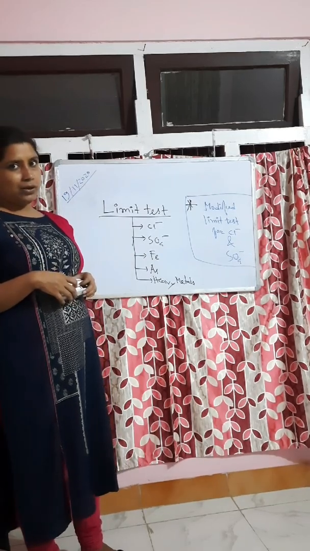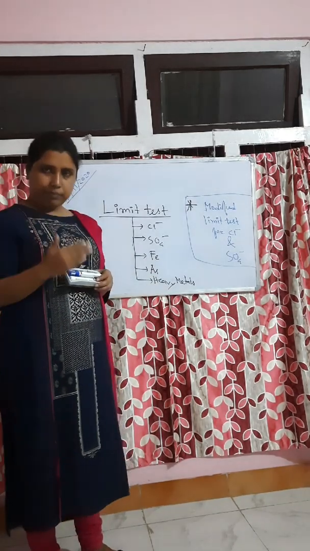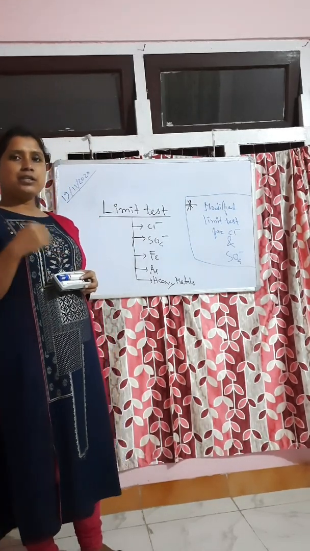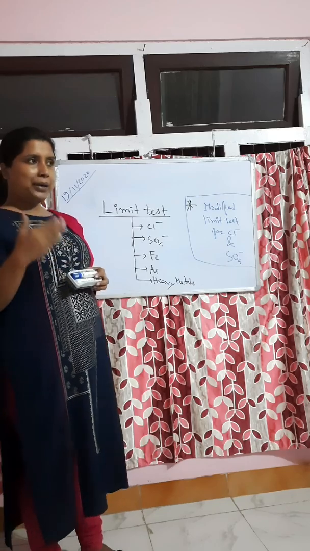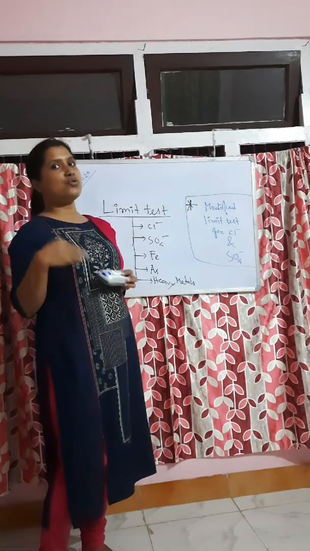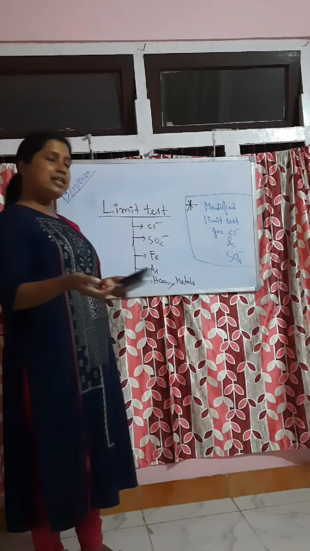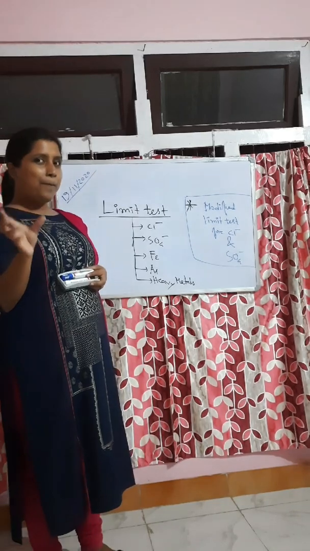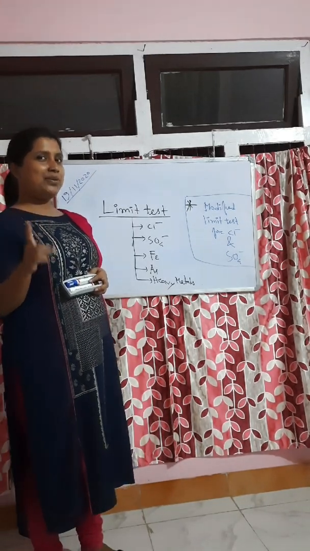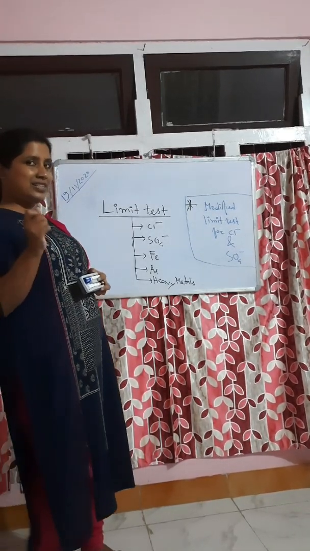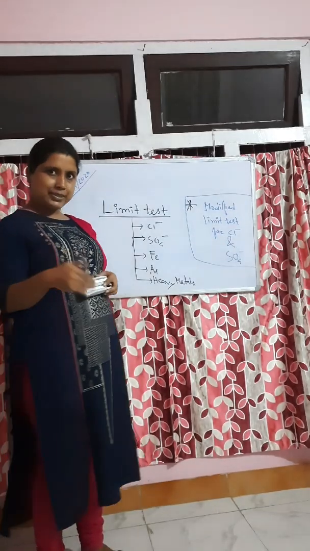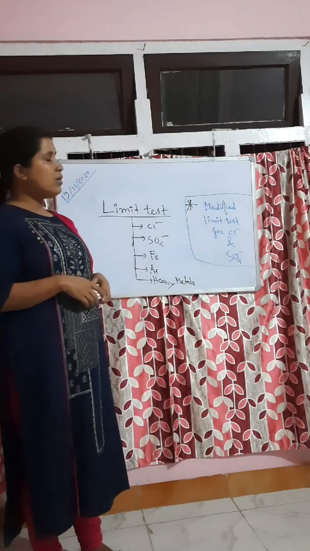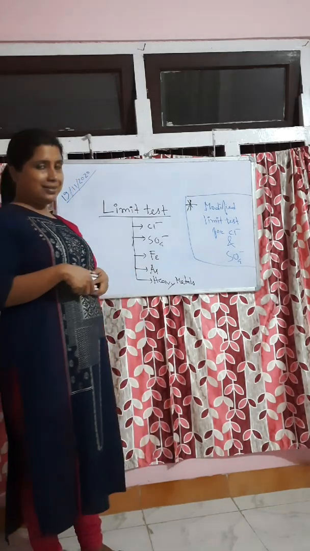So method A is for a colorless substance. Method B is for a colorful substance. Here we have to convert this colorful substance to a colorless substance. And method C is for substances which react with some compound. I am not telling the name of the compound. You will tell me after watching the video. It will form a colorless substance, and then we have to perform the method. So this is the basics of all these limit tests.